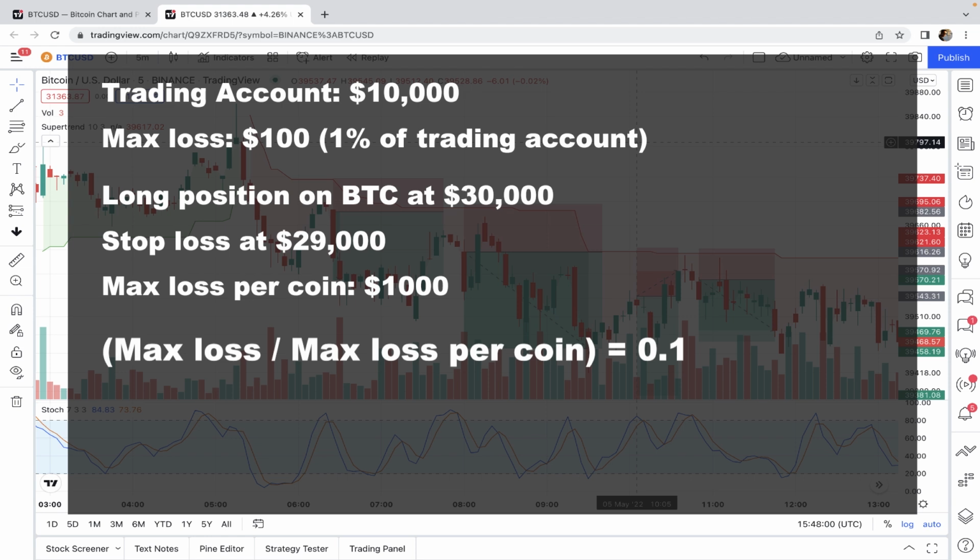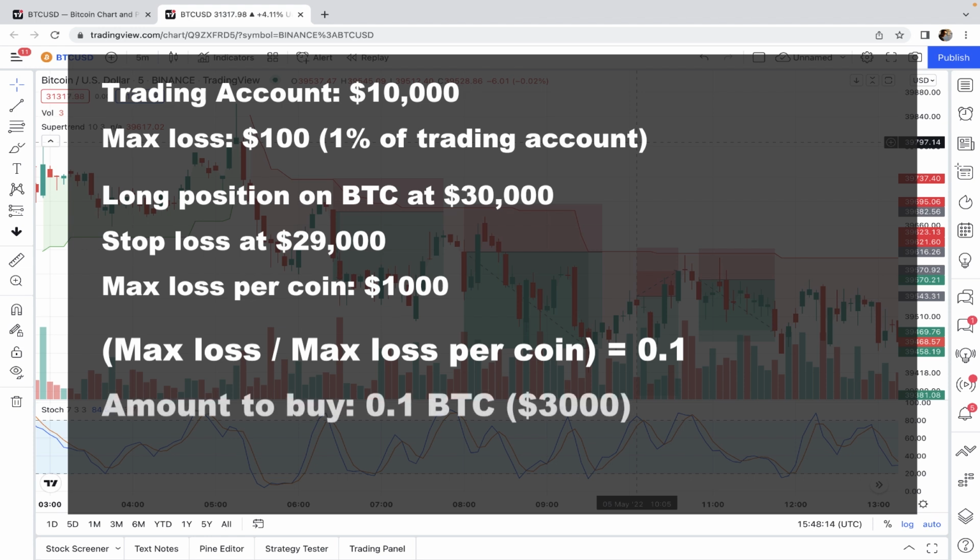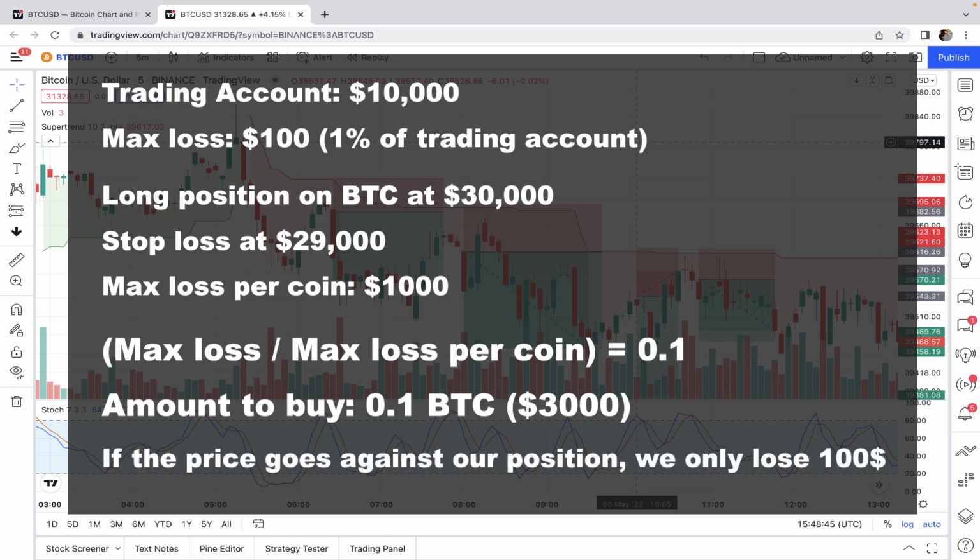So here the maximum loss per coin is $1,000. Now we divide our defined maximum loss amount, which is $100, 1% of our trading account, by the maximum loss per coin, which for this trade is $1,000. The result is 0.1, which is the amount of Bitcoin that we must buy. So we buy Bitcoin worth $3,000, nearly a third of our trading account, but without any worry, because if the price goes against our position, we only lose $100, only 1% of our trading account.